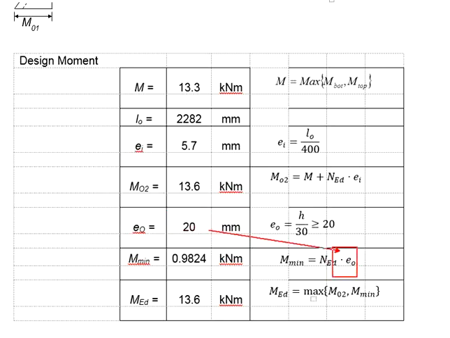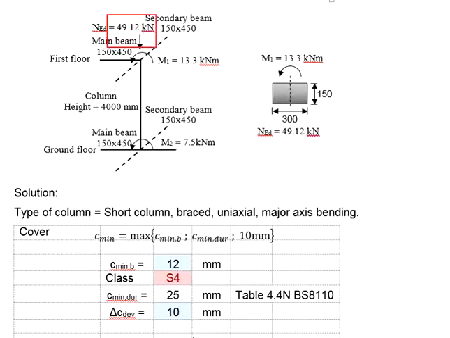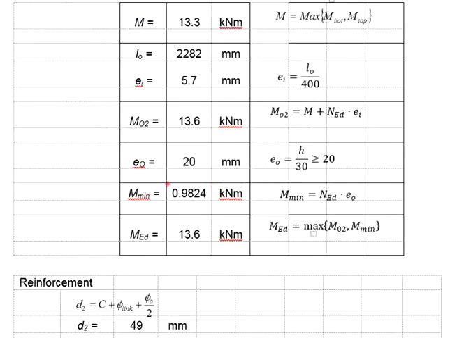Multiply the e0 with the NEd, which is 49.12 kN. You have the M min equals to 0.98 kN·m. Compare the two values. MEd will be the larger value of the two. Then you know that MEd equals 13.6.